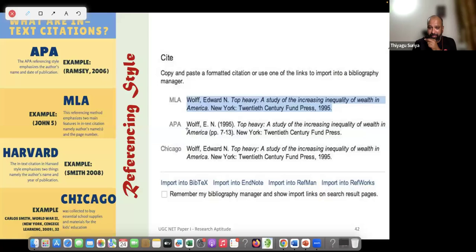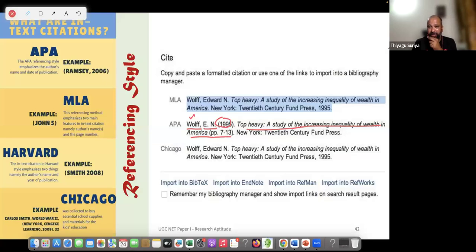So I'm just starting with APA. After that, I'm comparing with Chicago as well as MLA. In APA, the author name comes like this: last name, comma, initial, and after this a full stop, and the year should be there. Then after that a full stop, and this is the name of the book. It will be italic. The name of the book should be italic.